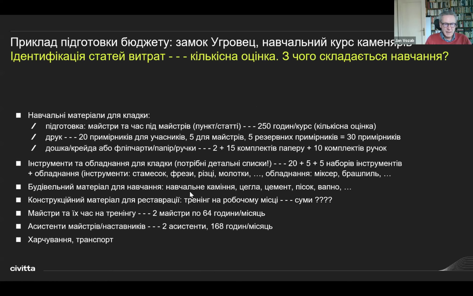Okay. So the cost item identification means that they had to split the training into several parts. So first, if you want to train people, you need training materials. In this particular case, training materials for masonry. Then, once you've got the training materials, you need masonry tools for the trainees and various masonry equipment for the trainees. You have to buy it as a part of the project.